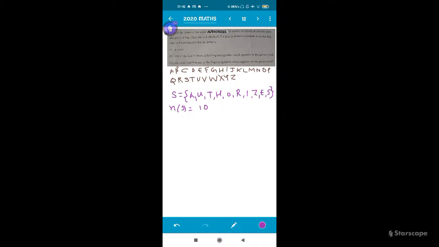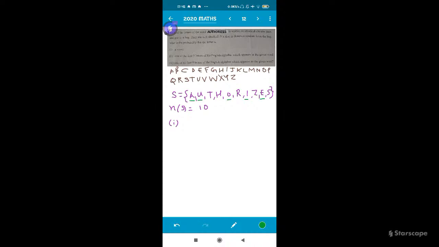Now our first question is, we have to find the probability that the letter which we are going to choose from these circular discs will be a vowel. So what are the vowels which we have in our sample space? A, U, O, I, E. Don't consider all the vowels or all the consonants. We have to consider only those which are present in our sample space.